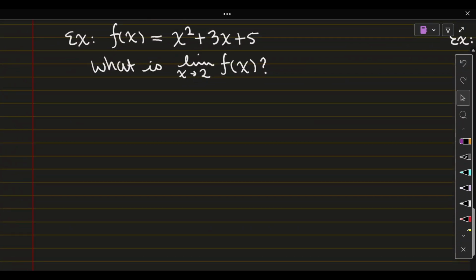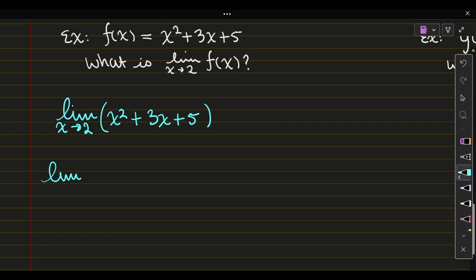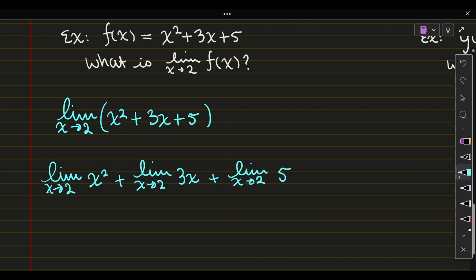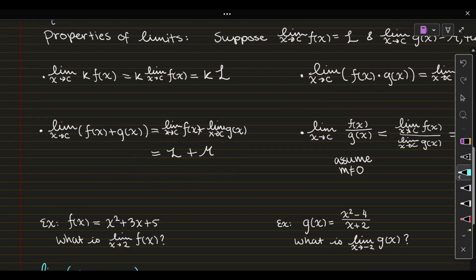So I want to look at f of x equal to x squared plus 3x plus 5, and I want to find the limit as x goes to 2 of f of x. Well, that's the limit as x goes to 2 of x squared plus 3x plus 5, and that's the limit as x goes to 2 of x squared plus the limit as x goes to 2 of 3x plus the limit as x goes to 2 of 5, right? Because I can break my limits across the sum. The limit of a sum is a sum of the limits. We said that here, okay?